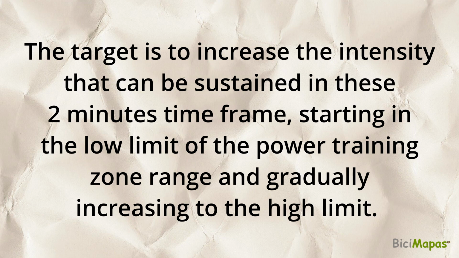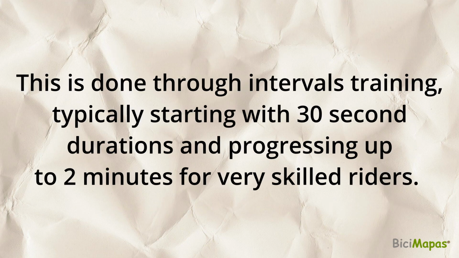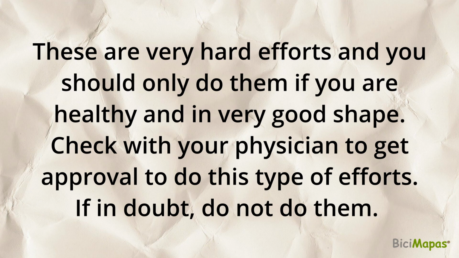The target is to increase the intensity that can be sustained in this 2 minute time frame, starting in the low limit of the power training zone range and gradually increasing to the high limit. This is done through interval training, typically starting with 30-second durations and progressing up to 2 minutes for very skilled riders. These are very hard efforts and you should only do them if you are healthy and in very good shape. Check with your physician to get approval to do this type of effort. If in doubt, do not do them.